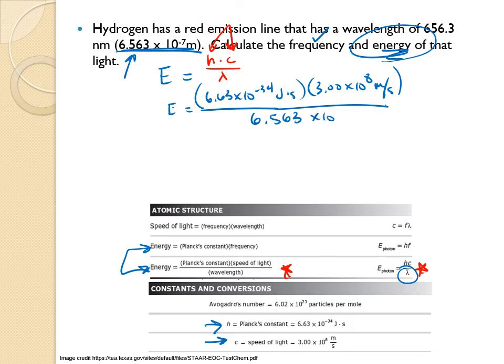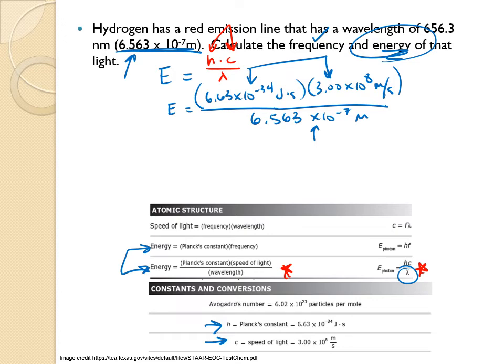6.563 times 10 to the minus 7 meters. Thank goodness, once again, we have our handy-dandy calculator ready. There's nothing to solve for. I don't have to do any crazy algebra. It's really just plug and chug. Planck's constant, times speed of light, divided by wavelength. Let's do it.